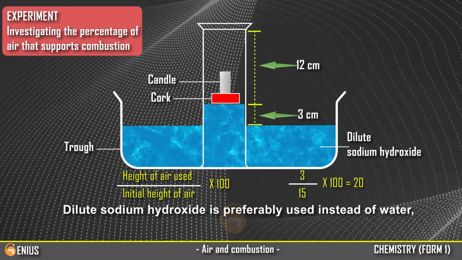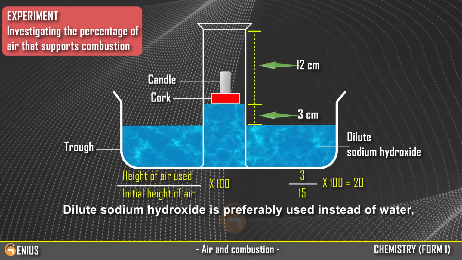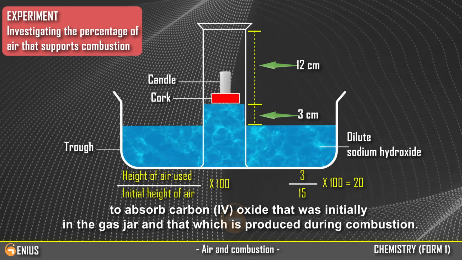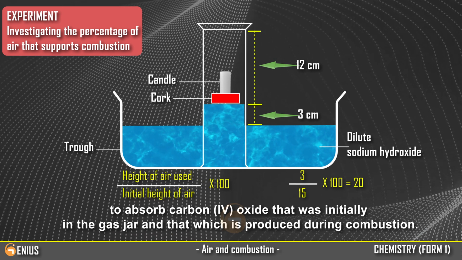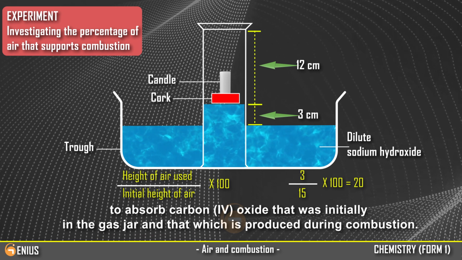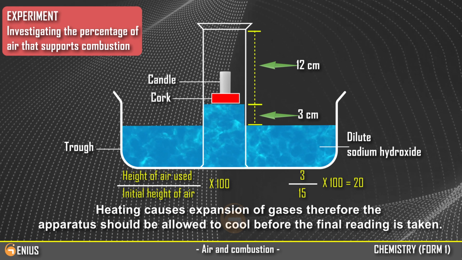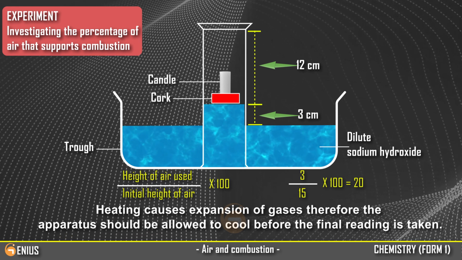Dilute sodium hydroxide is preferably used instead of water, to absorb carbon dioxide that was initially in the gas jar and that which is produced during combustion. Heating causes expansion of gases, therefore the apparatus should be allowed to cool before the final reading is taken.